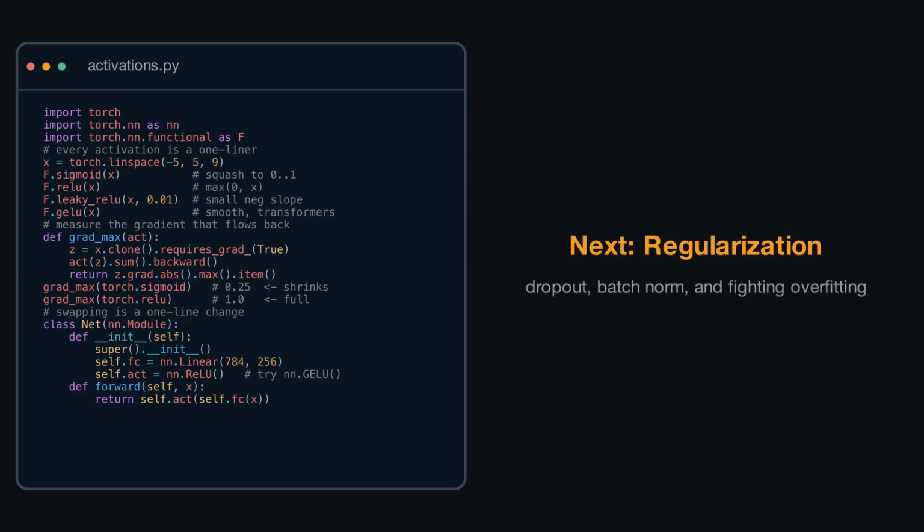Next, we head back into the fight against overfitting with dropout, batch normalization, and the rest of the regularization toolkit.